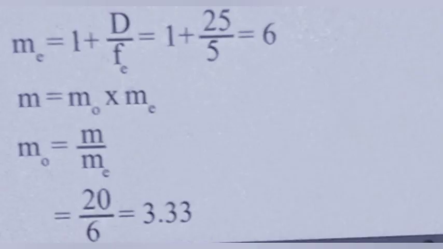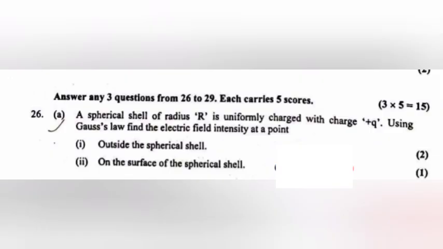Answer. M is equal to 1 plus D by Fe, equal to 1 plus 25 by 5, equals 6. The final answer is 20 by 6, equal to 3.33.